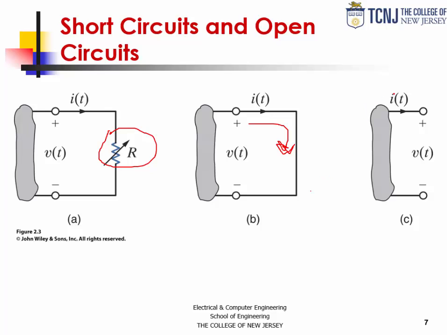If I have two terminals and I don't have a connection through it, and I measure the voltage across those two terminals, that's what is called the open circuit voltage. So in this case, we have short circuit current and open circuit voltage, and those concepts are going to come in handy later on during the course.